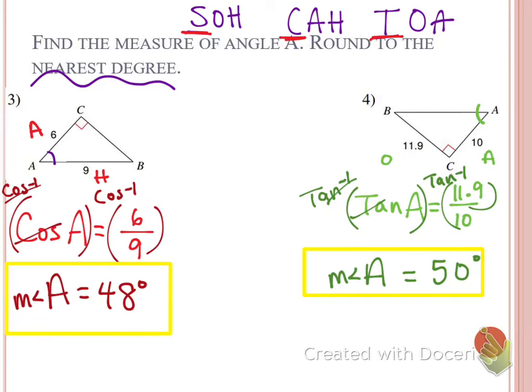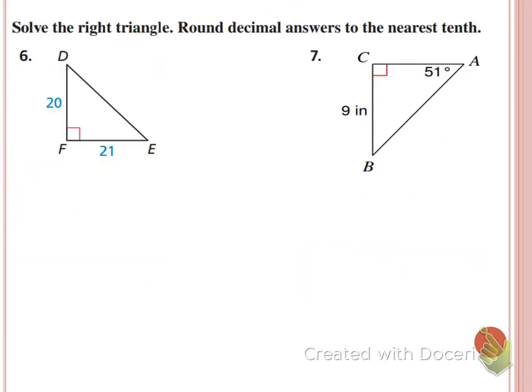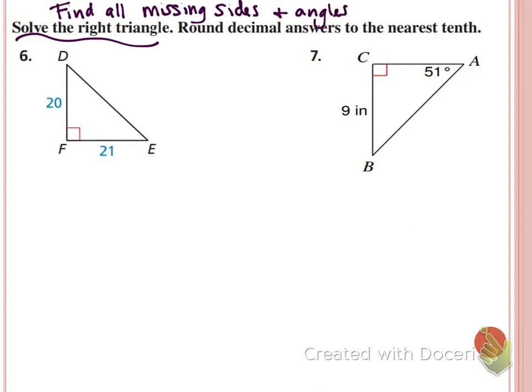All right, that brings us to the whole point of the lesson. Solve the right triangle, round decimal answers to the nearest tenth. So solve the right triangle means find all missing sides and angles. So we know we need to find the length of DE because we don't know it. We know we need to find the measure of angle E because again we don't know it. And we know we need to find the measure of angle D.